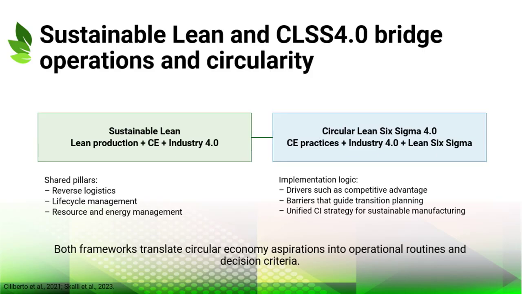Two frameworks in the chapter show how operations and circularity can be connected systematically. The Sustainable Lean framework combines lean production, the circular economy, and Industry 4.0. It identifies reverse logistics, life cycle management, and resource and energy management as shared pillars for circular transition. Circular Lean Six Sigma 4.0, or CLSS 4.0, goes further by combining circular economy practices, Industry 4.0 technologies, and Lean Six Sigma into a unified continuous improvement strategy.